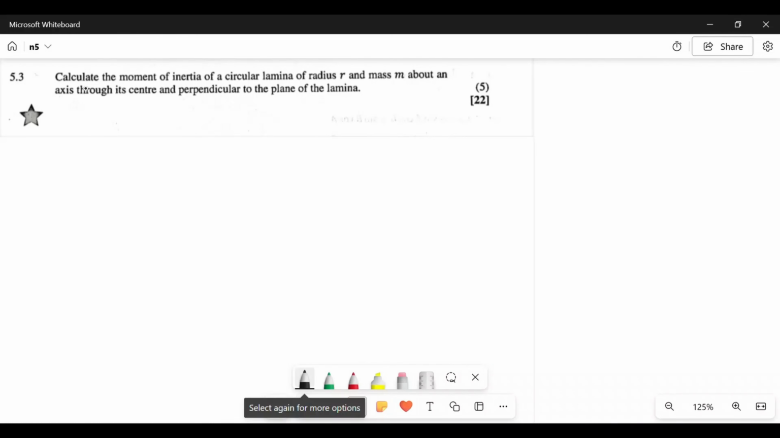So the question goes like this: calculate the moment of inertia of a circular lamina of radius r and mass m about an axis through its center and perpendicular to the plane of the lamina. So basically what is happening here, it's a disk for which we have to calculate the moment of inertia. This disk has a smaller disk, so we need to find the area of that disk, and we are able to calculate the inertia of that disk.